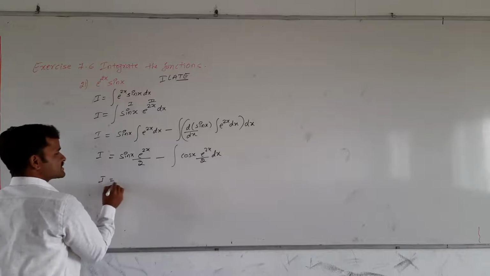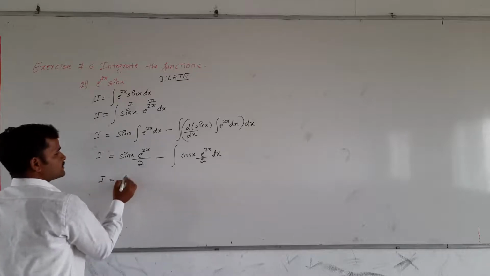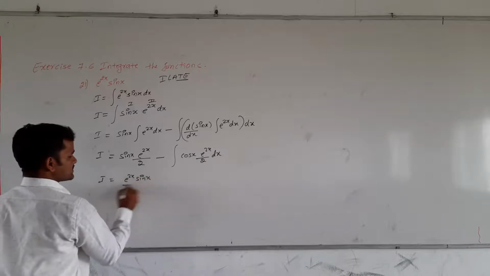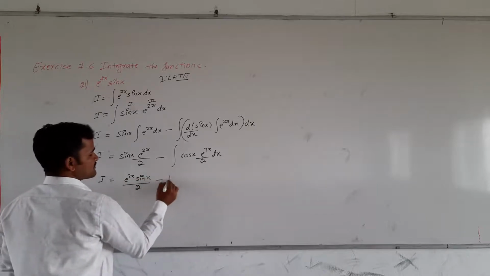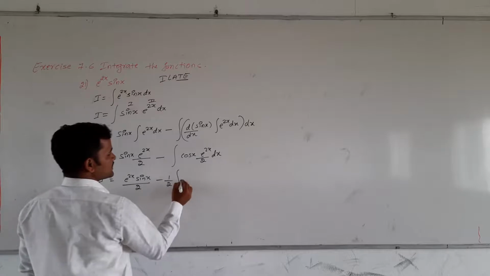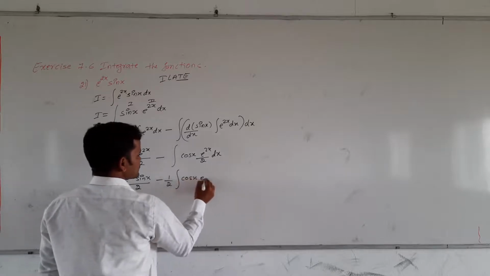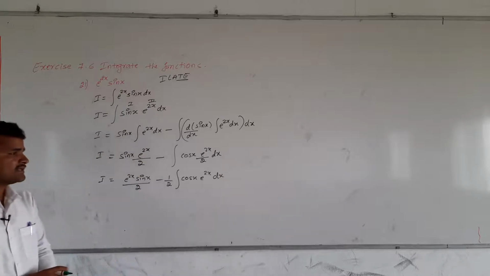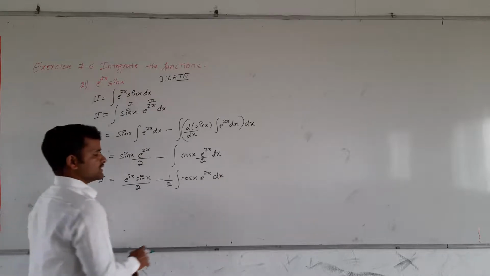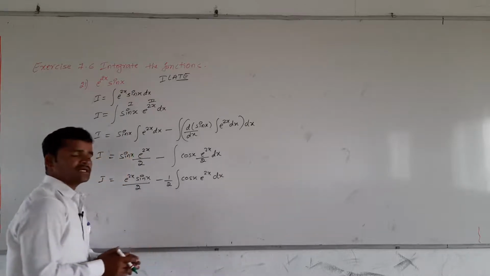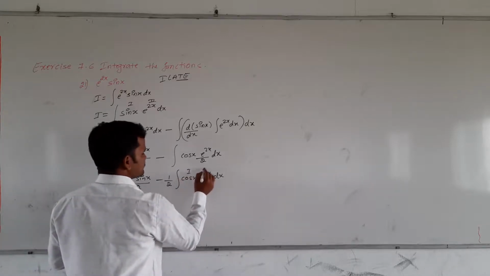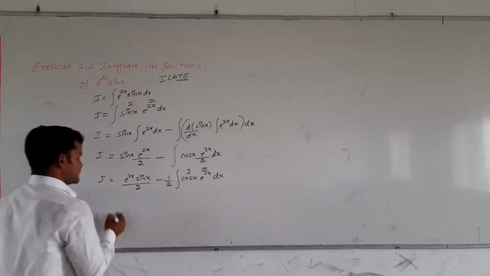So I is equal to e raised to 2x into sin x by 2, minus 1 by 2, which I write outside, into the integral of cos x into e raised to 2x into dx. Again, with cos x into e raised to 2x, we need to go with integration by parts again, where cos x will be the first function and e raised to 2x will be the second function.